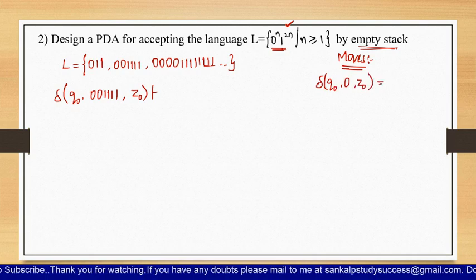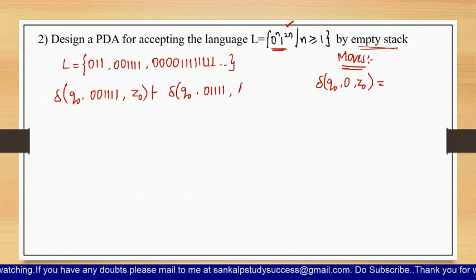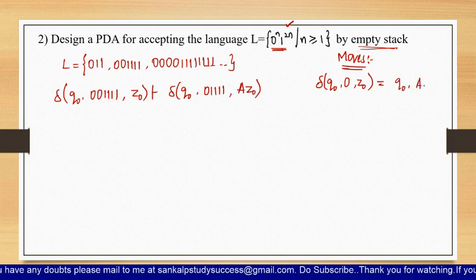This will be equal to, see, for this 0 we are not going to change the state anyhow, so transition function of Q0, and we remain with 0 and 4 ones, and also we are pushing an element into the stack for the zeros, right? So AZ0. So this becomes Q0 comma AZ0.